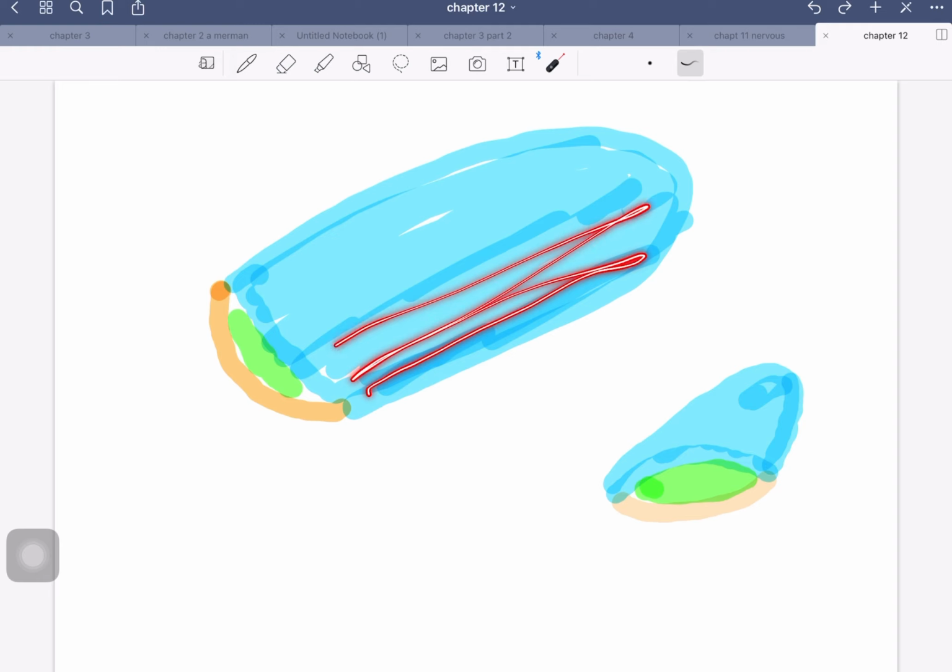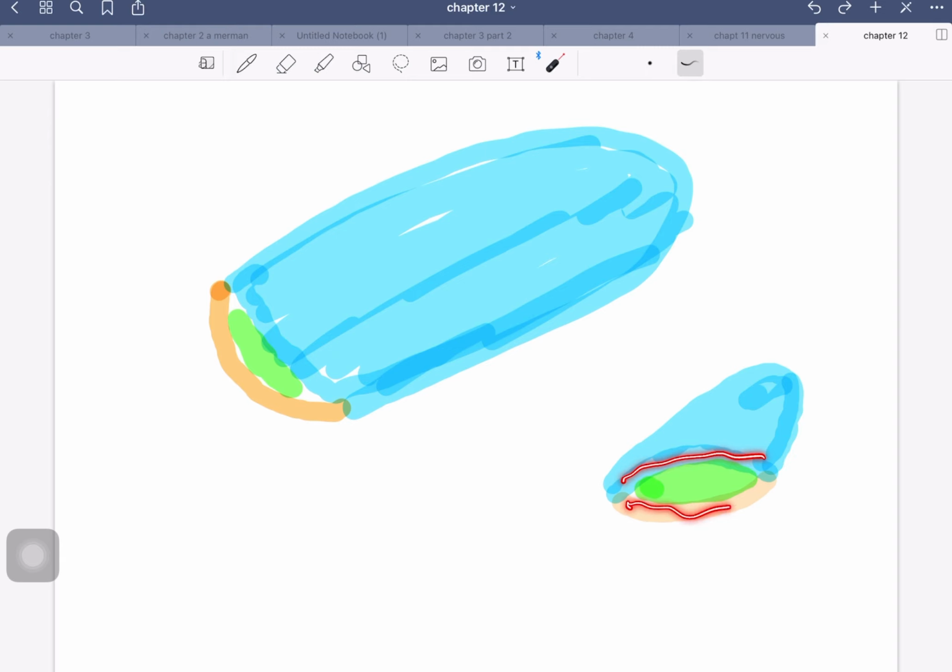So we have a top sheet of cells here. We have a bottom sheet of cells, and then a group of cells that are stuck in between. What I'm trying to do over here is show it in cross section, so you can see the top, the bottom, and the cells that are in between. And these are the three primary germ layers, the ectoderm, the mesoderm, and the endoderm.